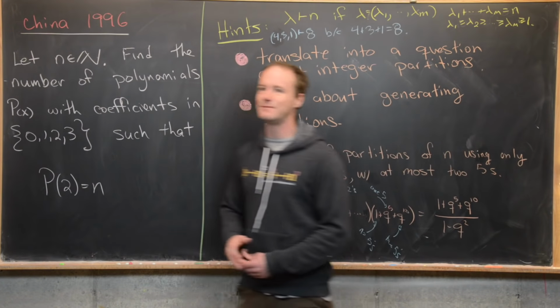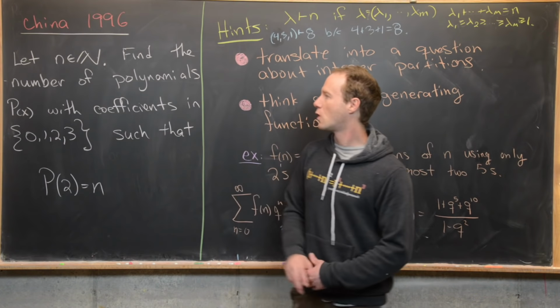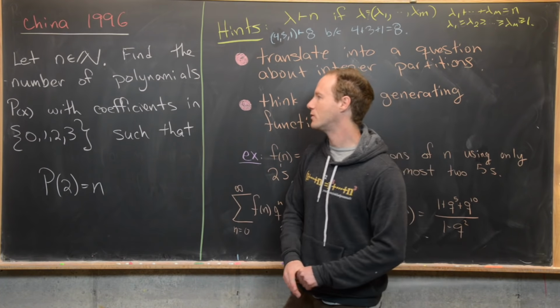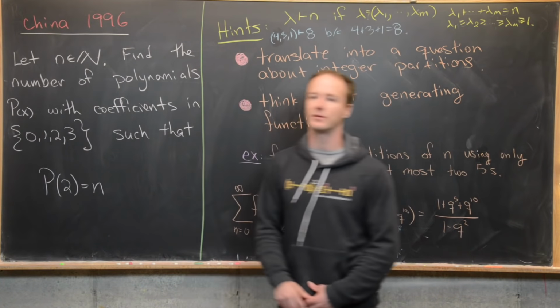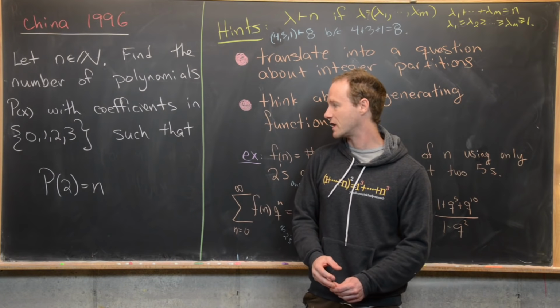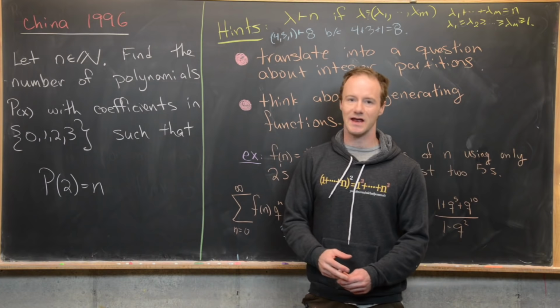So we want to let n be a natural number, so in other words, a positive integer. And our goal is to find the number of polynomials p of x with coefficients from this set of four numbers, 0, 1, 2, and 3, such that when we evaluate p at 2, we get n.